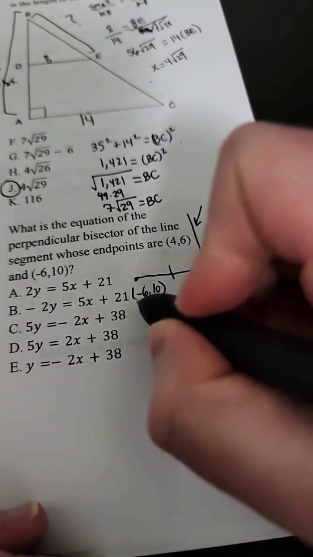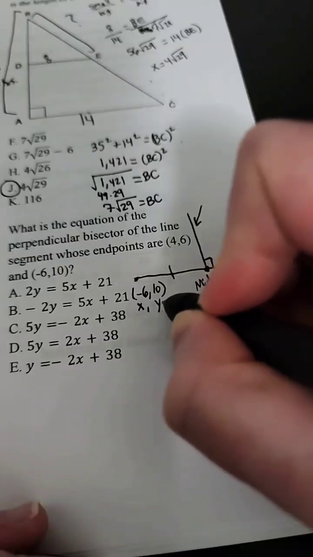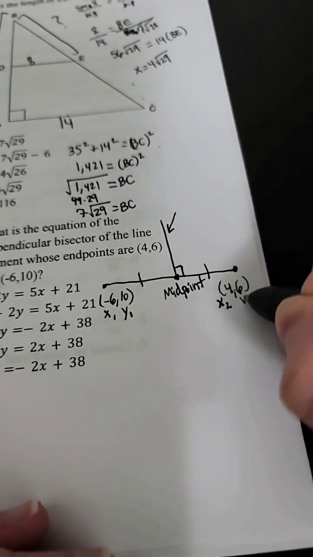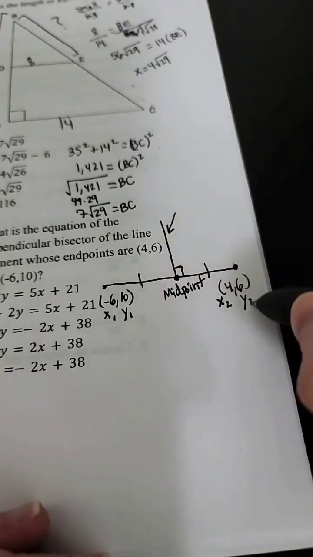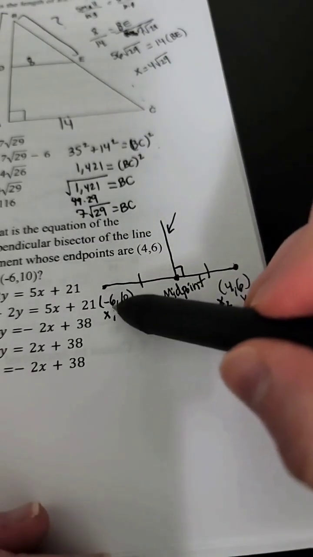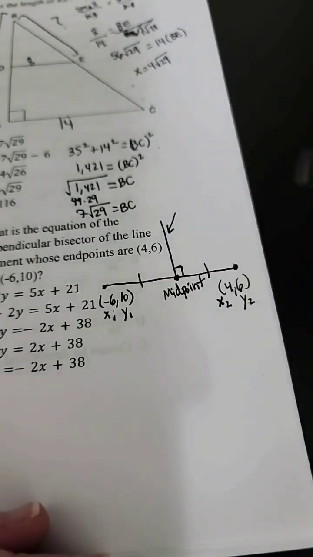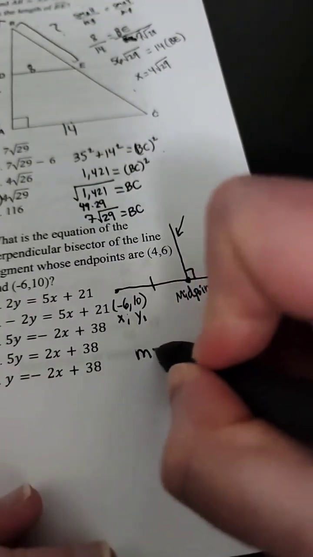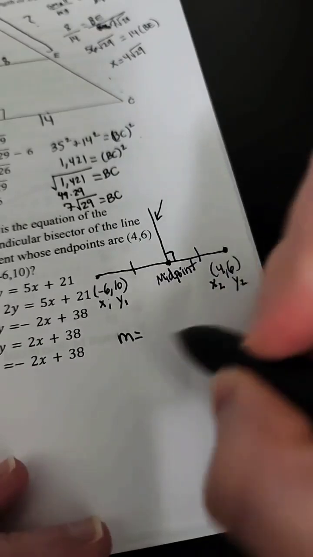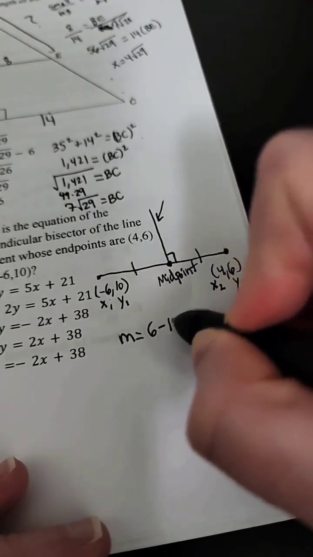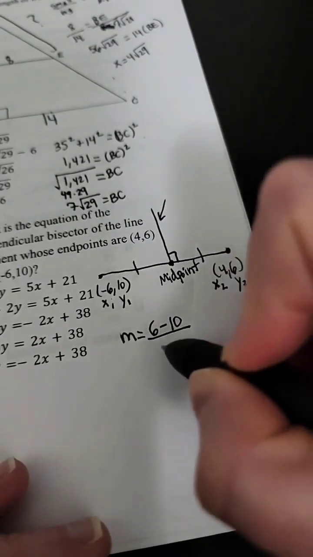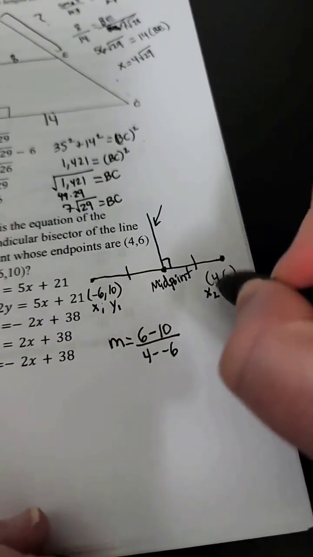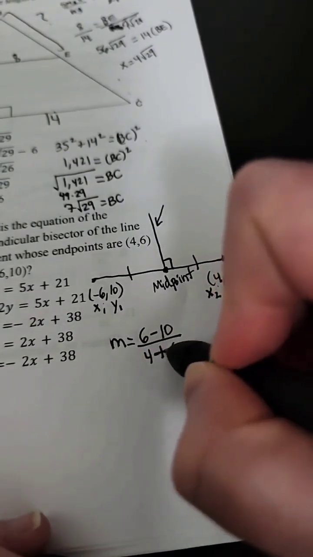So how do we find slope? Well, we label our points. You don't have to, but I do just so people can see. So I'm going to say that this is x1, y1, this is x2, y2. You could flip it and say this is x2, y2, and this is x1, y1. As long as the 1's are together and the 2's are together, that's what matters. So then the slope is always equal to y2 minus y1 over x2 minus x1. So 6 minus 10 over 4 minus -6, and minus and minus is just plus.